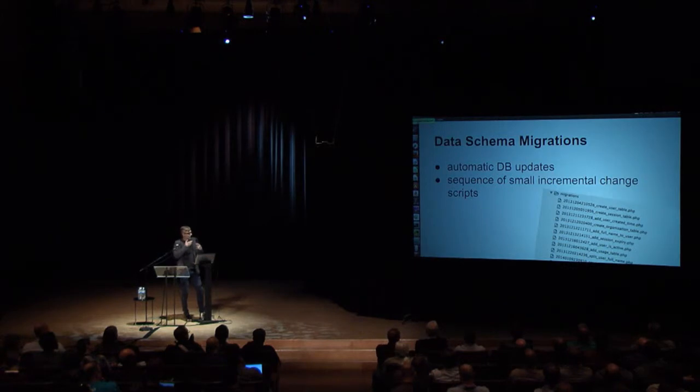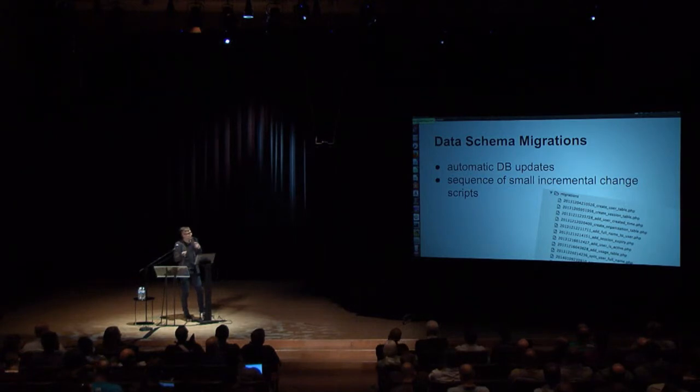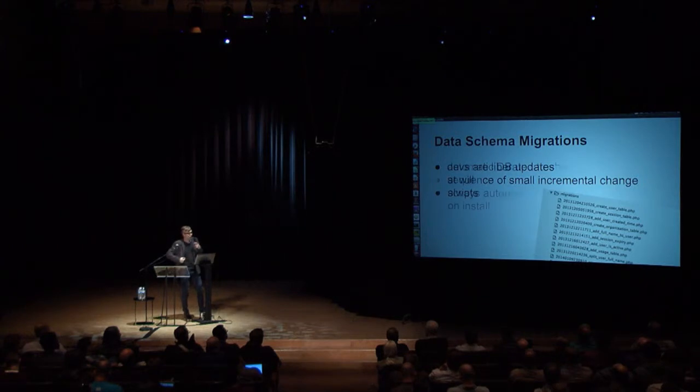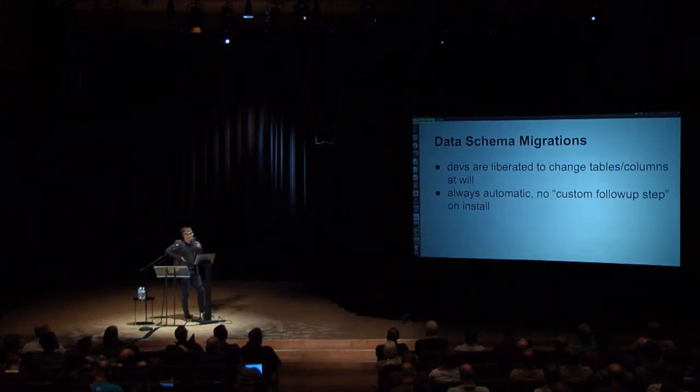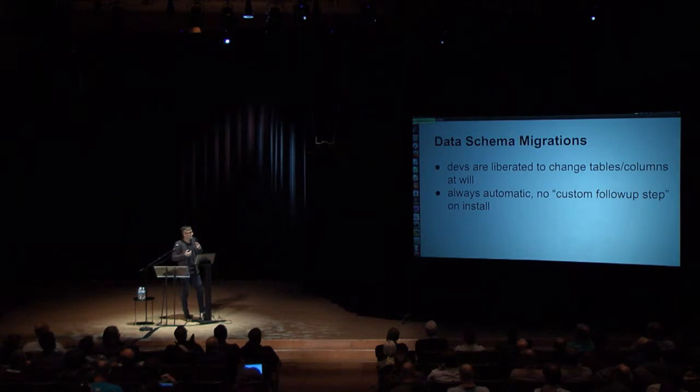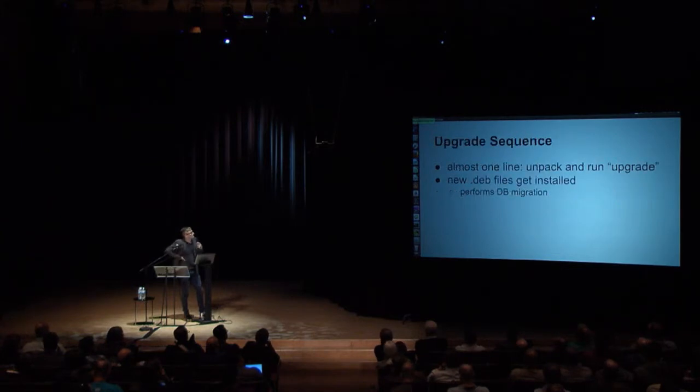It's a way to do automatic DB updates. It actually looks like a sequence of very small delta incremental change scripts. It was made popular by Rails. What that means is developers are liberated to do any changes they want at any time, add tables, drop columns, anything, and just build features. It's always automatic. There's no custom follow-up. There's no friction.